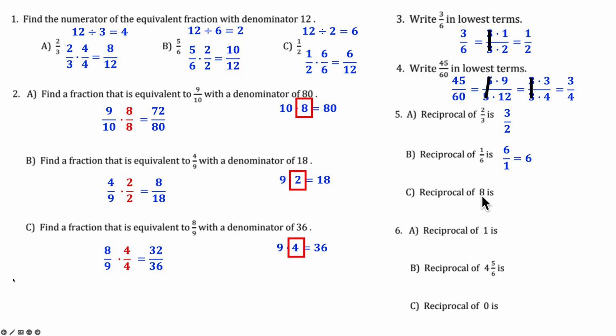Reciprocal of 8, think of 8 over 1, flip it, 1 over 8. Real interesting, reciprocal of 1, 1 over 1 is 1 over 1. That's the only number whose reciprocal is itself.